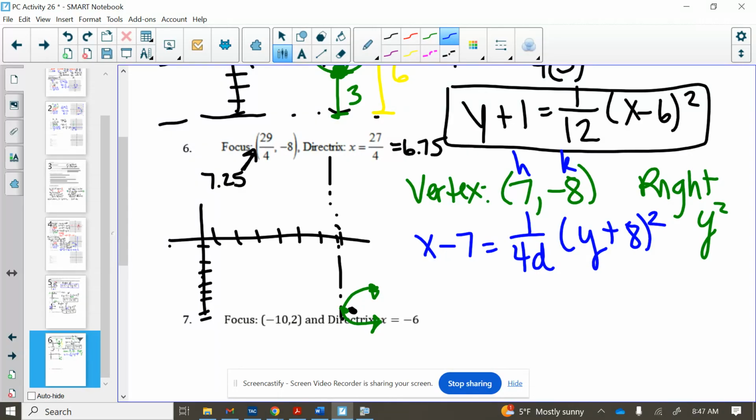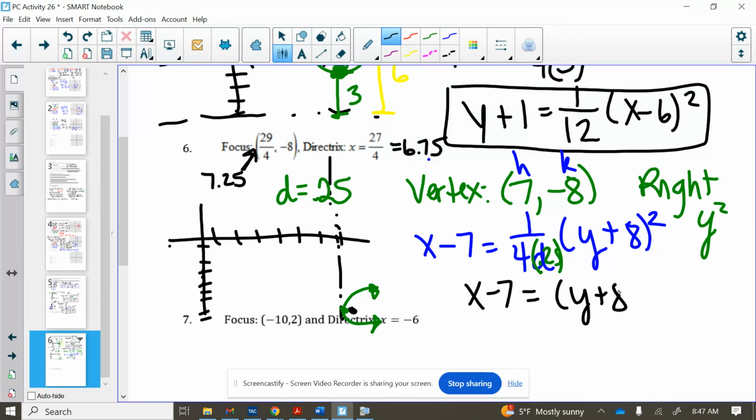Well, our distance in between these two, we have itty-bitty between 7 and 6.75 or 7 and 7.25. Parameter d this time is an itty-bitty little 0.25 that we would plug in here. 4 times 0.25 is just 1. So our final answer is just x minus 7 equals 1 times y plus 8, quantity squared.